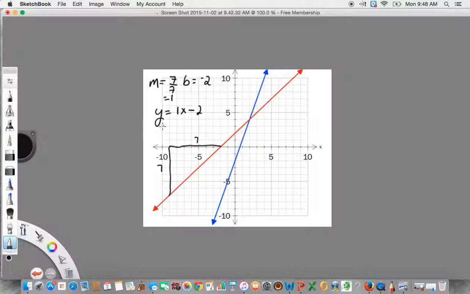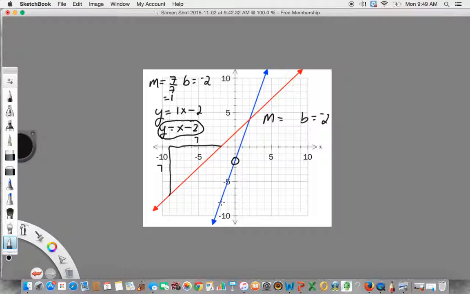Now we don't need to write the 1x. Your teacher will probably want you to write x minus 2, just like that. So now let's do the blue line. So the blue line has a y-intercept here of -2. So we're looking for slope and b. So that's -2. Now again, it doesn't matter where I make my triangle.